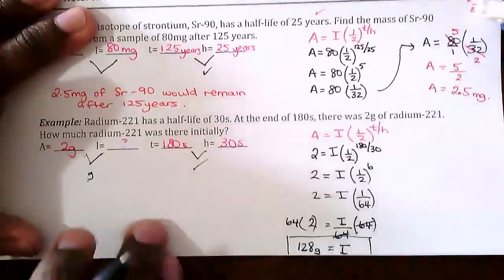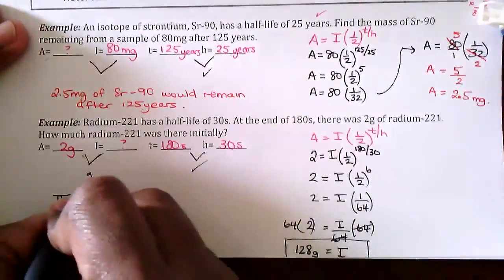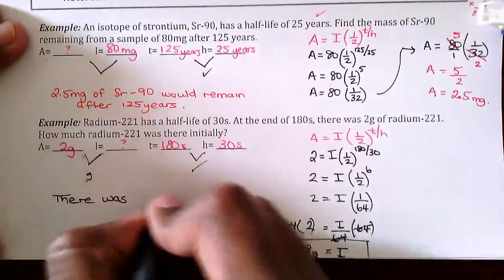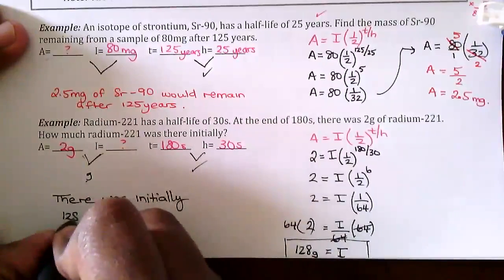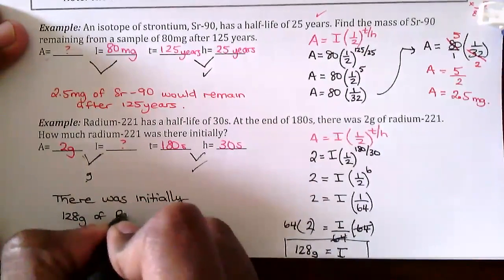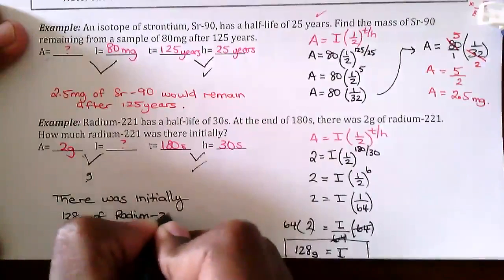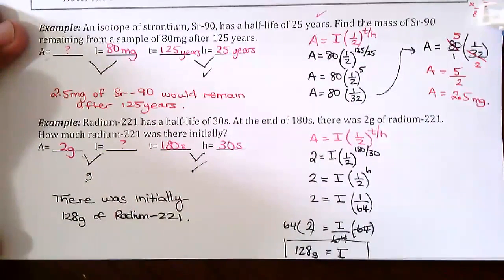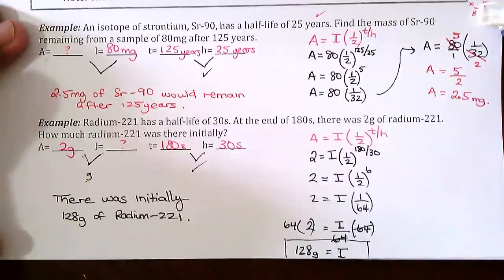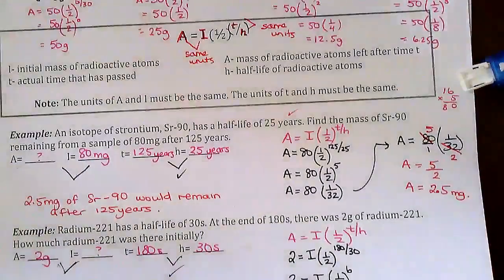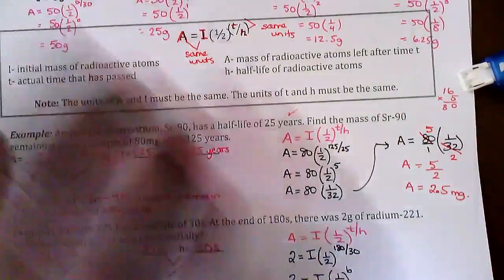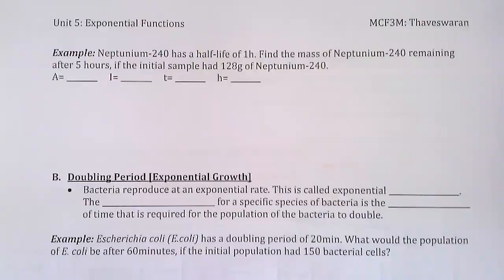Don't forget to write a sentence at the end. There was initially 128 grams of radium-221. Okay, so we'll do one more example, and that's half-life. So give me 2 seconds as I switch to the next sheet. Okay, so the last example here, Neptunium-240 has a half-life of 1 hour.